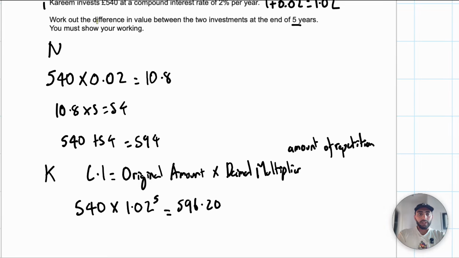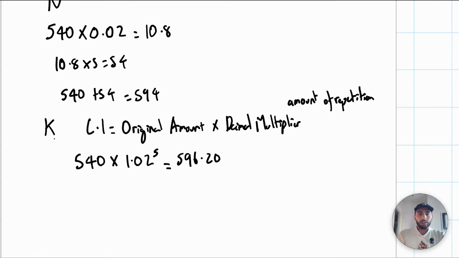596.20. We need to work out the difference that they earn between them. Kareem earns £596.20, which is more, and we're taking away £594, the amount that Nina earns. That's just going to be £2.20.